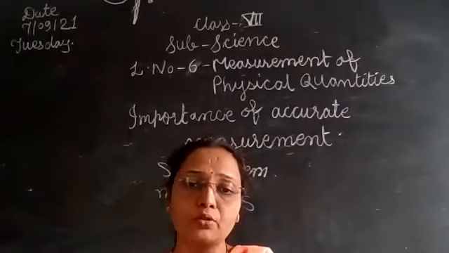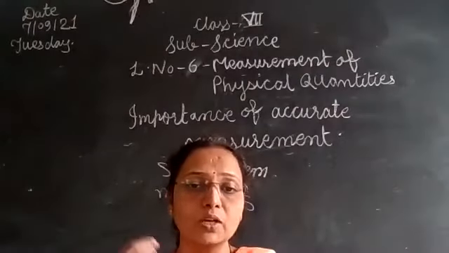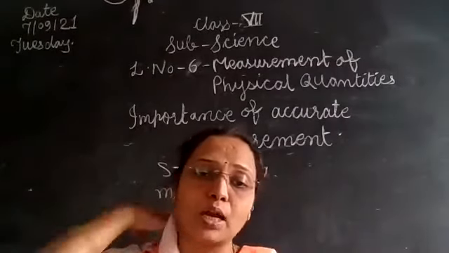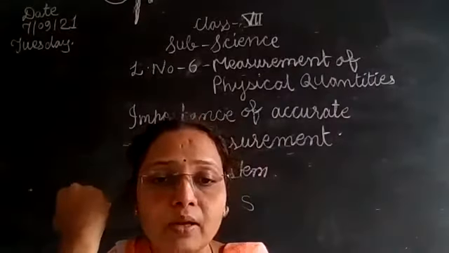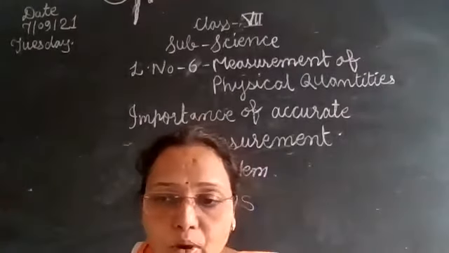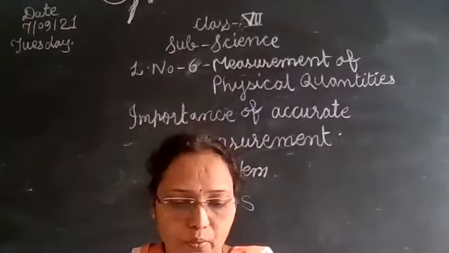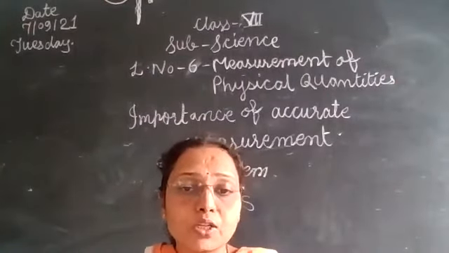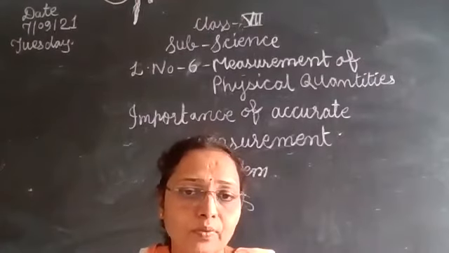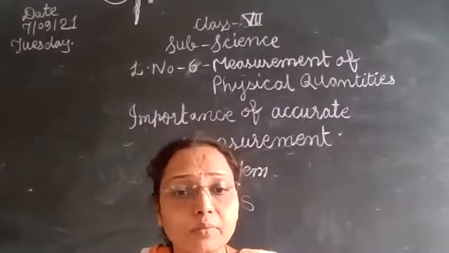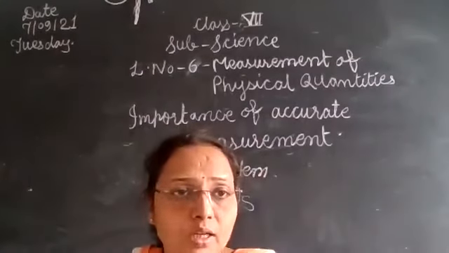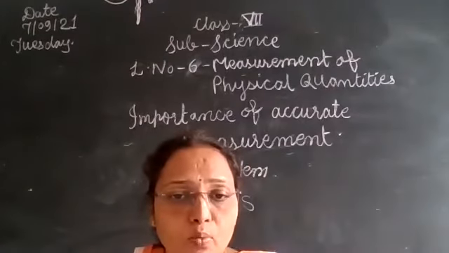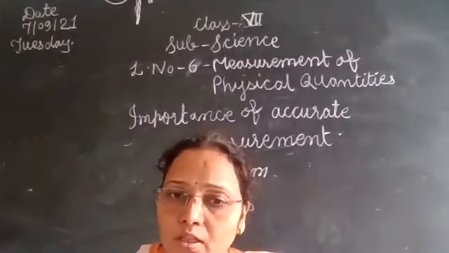We are now using digital thermometers that give accurate body temperature. If body temperature is higher or lower, it is very important for taking medicine. So accuracy is very important. Then the mass of gold: gold is a precious metal, it is very costly. If someone gives us less, anyone can cheat us. That is why accuracy in measuring the mass of gold is very important.